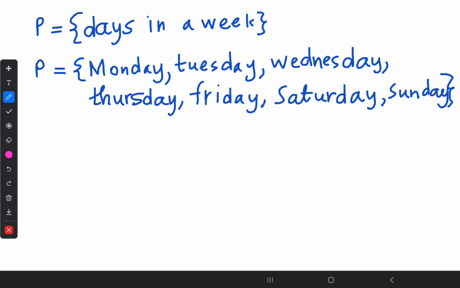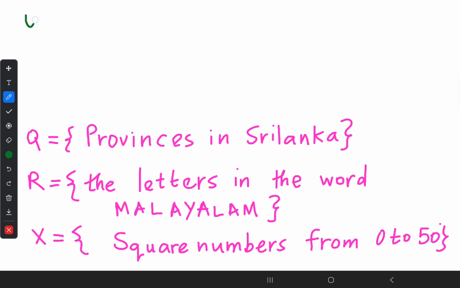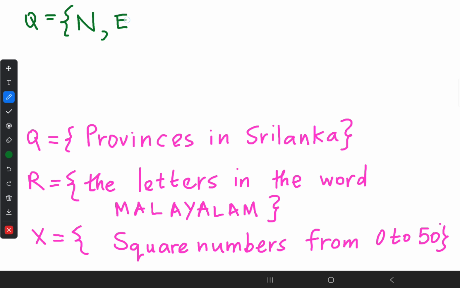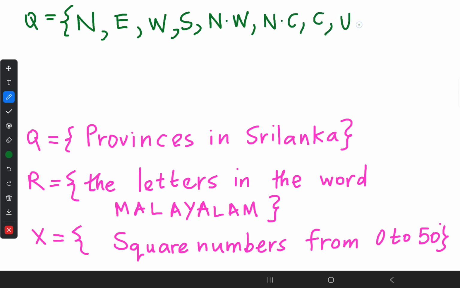Now I'll give you some. Just try. So the first one, Q. The elements for Q, I will write in short. You can write that first. Northern province, Eastern province, Western province, and Southern province. This is simple. North, East, West, and South. Thereafter, we have North Western, and North Central, Central, Uva, and Sabaragamuwa. These are the 9 provinces in Sri Lanka. Yes, all 9 are here.